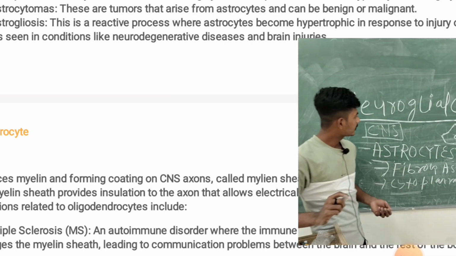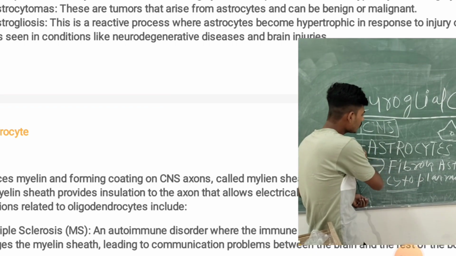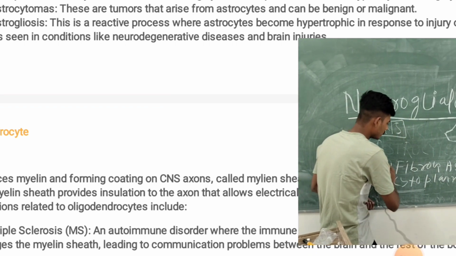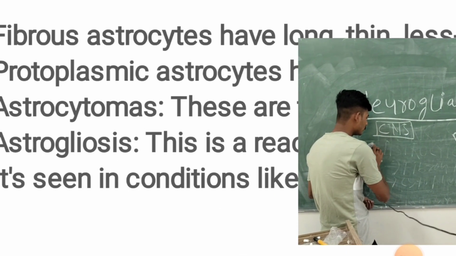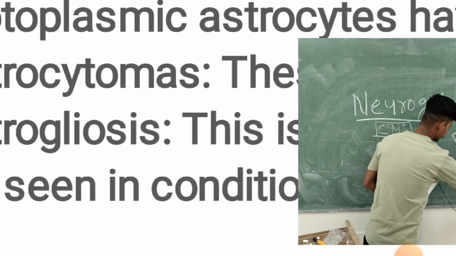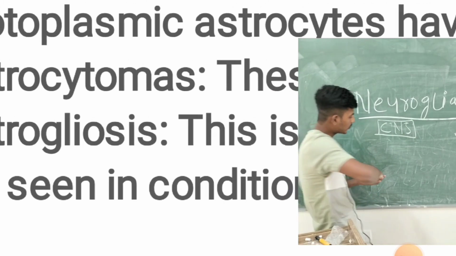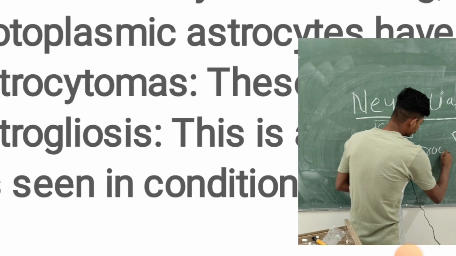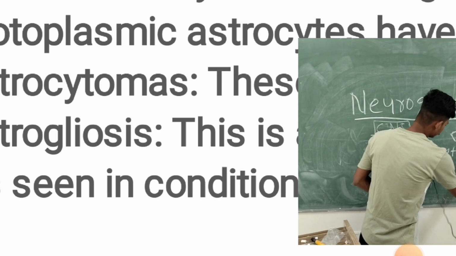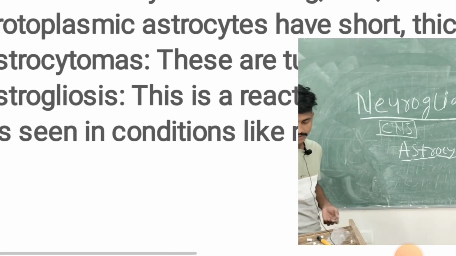Now, the cancer of the astrocyte is called astrocytoma, and mostly a benign cancer is found, meaning it does not spread. It is not a spreadable type of cancer or tumor. Astrocytoma, write down this word, astrocytoma. It is a cancer of the astrocyte.